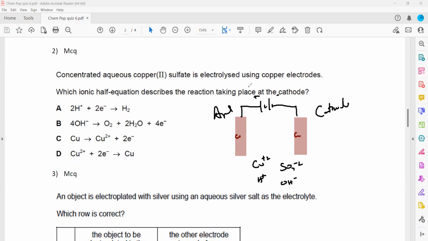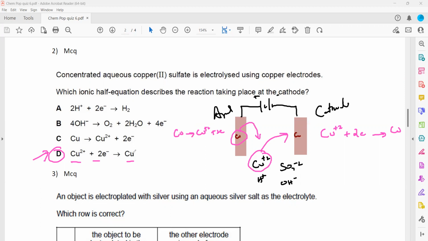So what will happen at the cathode? The copper ions from the electrolyte are attracted towards the cathode. Copper is +2, it will take 2 electrons and form a copper atom. So copper ion turns into copper atom by gain of electrons. So option D is the right answer. And what will happen at the anode? The copper atoms will go into the solution as copper ions, like a copper atom turning into copper ion by loss of 2 electrons. But we need the equation for the cathode, in which the copper ion gains electrons and forms copper metal.